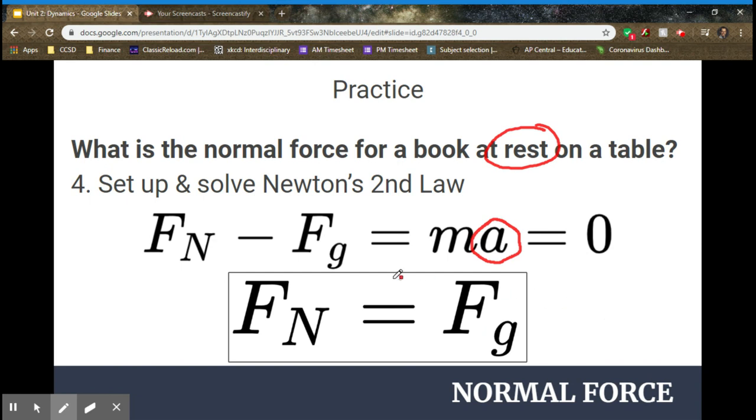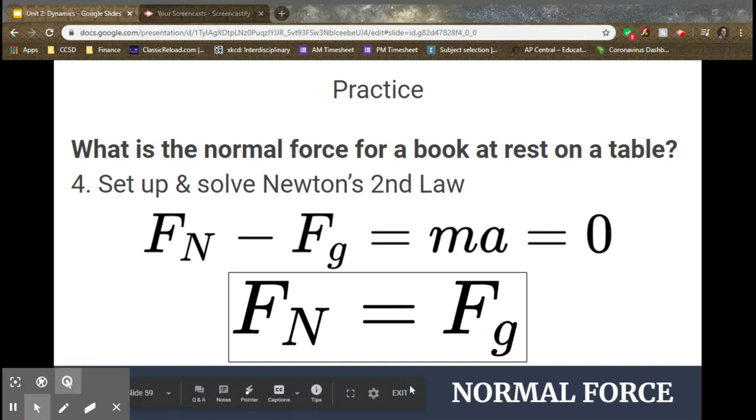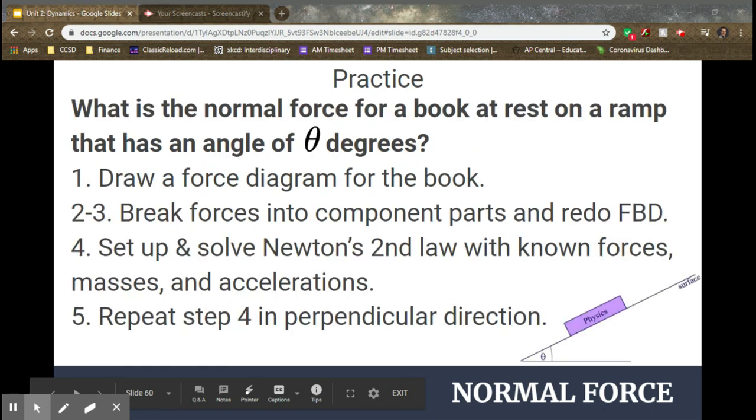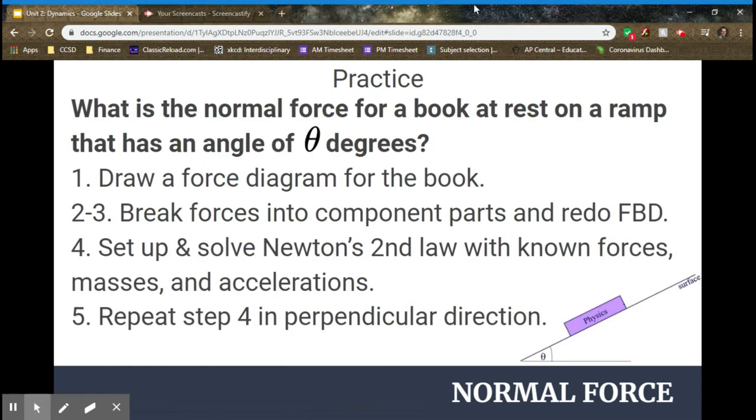Well, that's different because now we also have to include tension in here. And so our normal force would end up looking a little different. All right, so keep that in mind. Let's go ahead and tackle a more difficult problem.